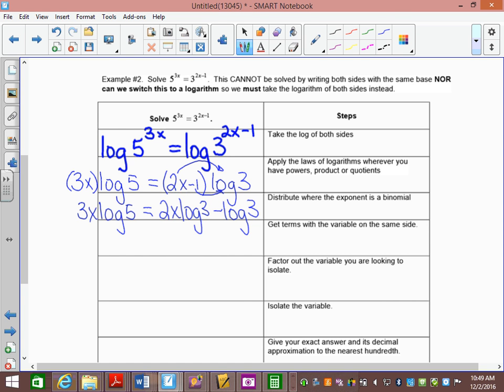Now, we're trying to solve for x in the end, correct? So what we're going to do here is move anything with an x to one side, anything without an x to the other side. So I'm going to move this 2x log 3 over with this x and leave this one over here because it doesn't have an x. Get the terms with one variable on the same side. So 3x log 5. This is a positive 2x log 3, so I'm going to subtract it. Minus 2x log 3. And then it equals negative log 3.